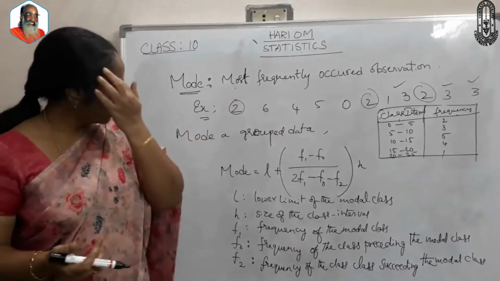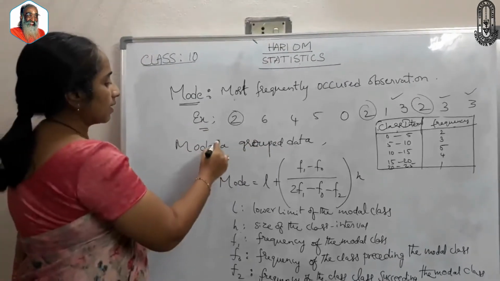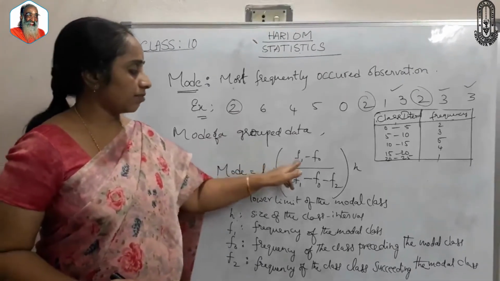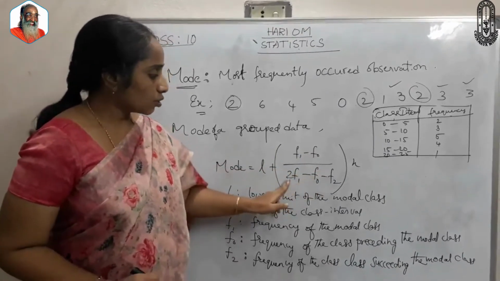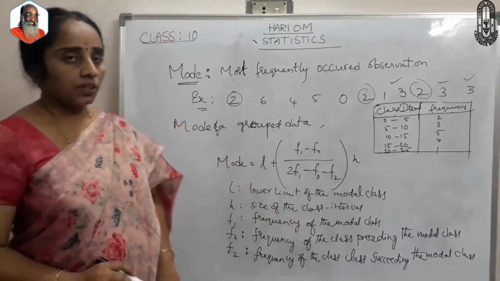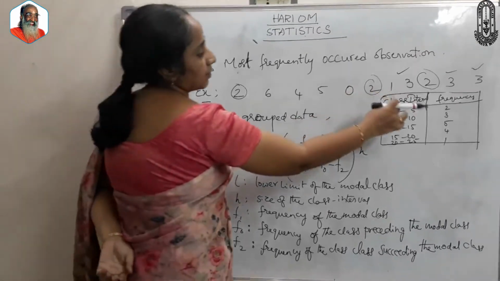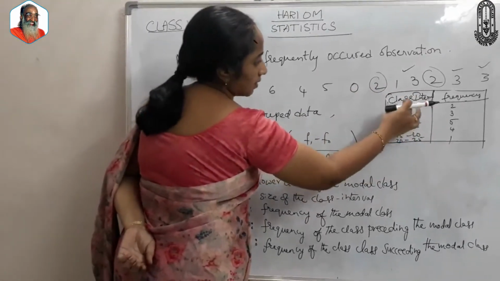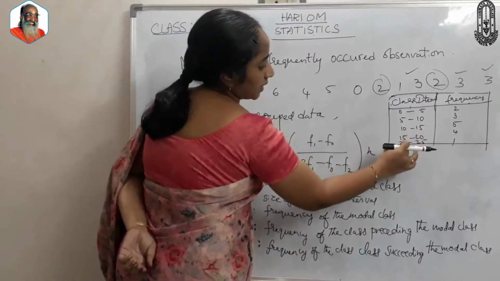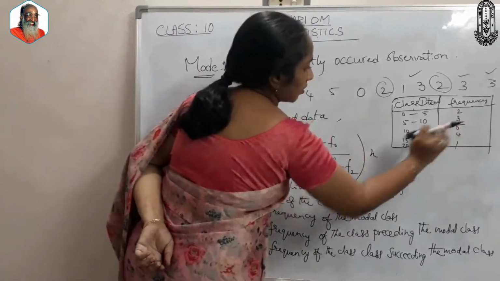Now coming to grouped data. Mode of grouped data is, mode is equal to L plus (F1 minus F0) by (2 F1 minus F0 minus F2) into H. Here is a little example: we have the classes 0 to 5, 5 to 10, 10 to 15, 15 to 20, 20 to 25. Here the frequencies are 2, 3, 5, 4, 1.